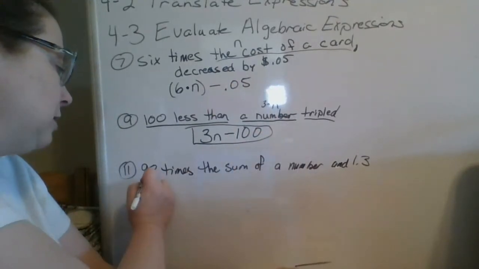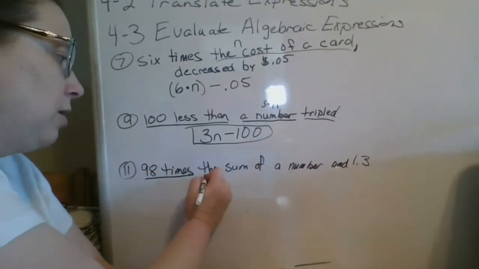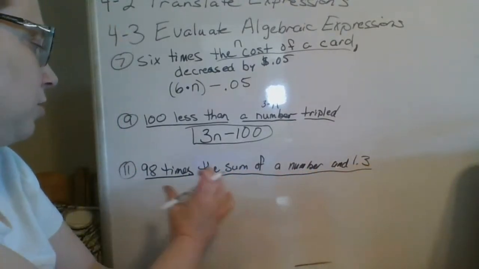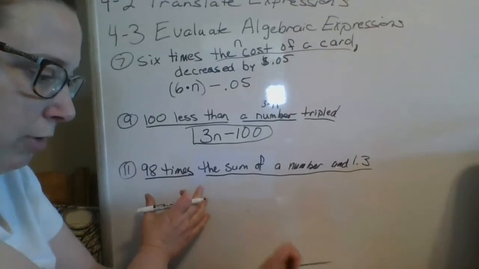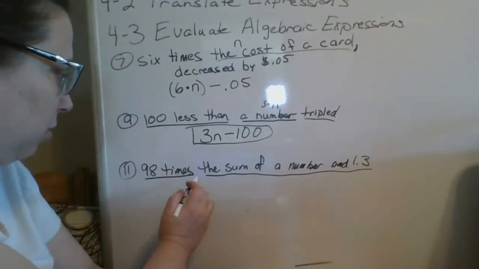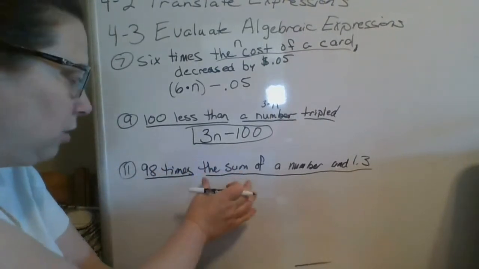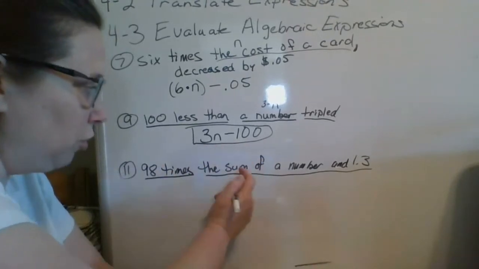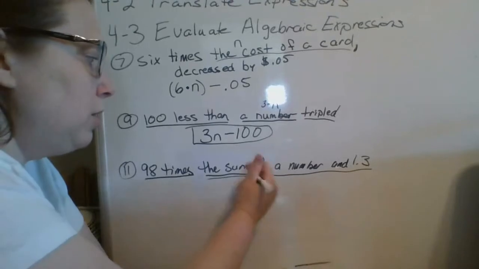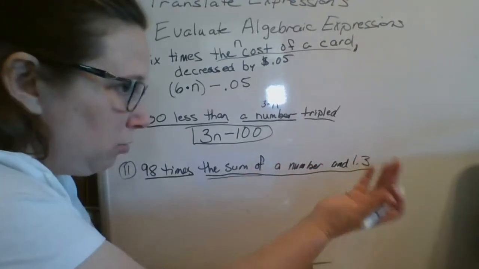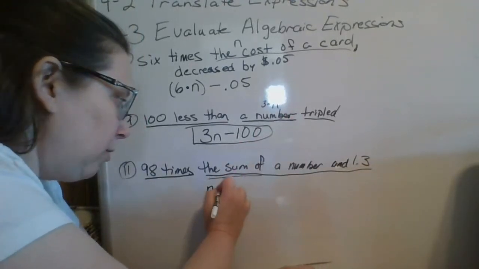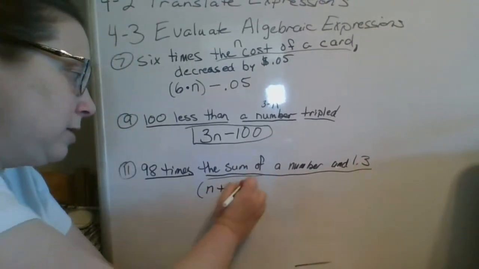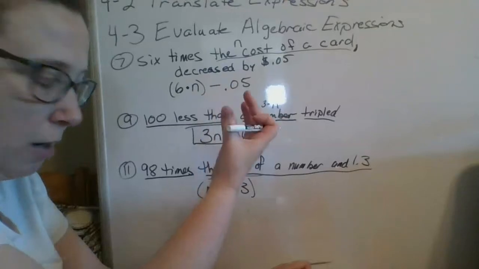Number 11 says 98 times the sum of a number and 1 3/10. So we have a couple groupings here, even though they didn't put a comma in, they did group because we have the sum of. Remember I told you that that creates a group when you have the sum of. So we're going to be adding a number, which is n, plus 1 and 3/10. That's grouped together because of the words the sum of.